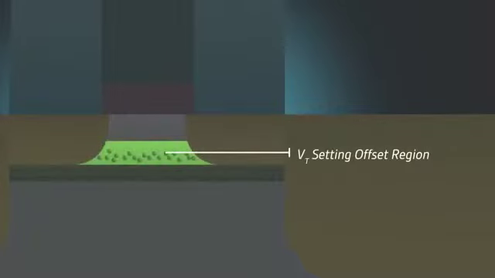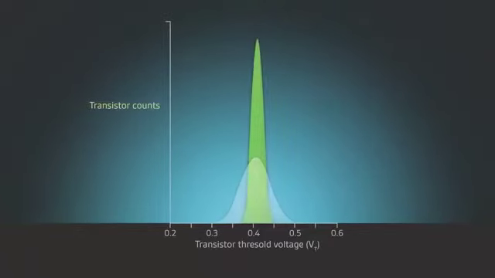The VT setting offset region sets the transistor threshold voltage levels without degrading channel mobility. This region also improves sigma VT over conventional transistors. The screening region screens the charge and sets the depletion layer depth. It also serves as a body for dynamic VT adjustment through biasing, if desired. The DDC transistor has a much tighter distribution of threshold voltages.